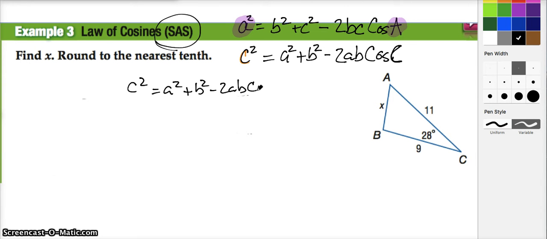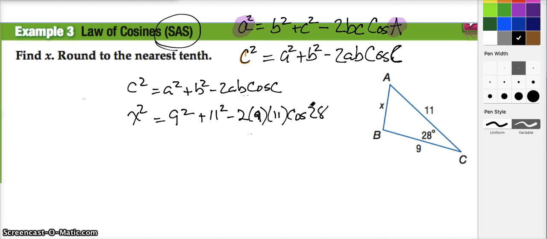I'm rewriting the formula, and now I'm going to start substituting in. So c, the length of side c, is x, and x squared is what we're looking for. a squared is going to be 9 squared, b squared is going to be 11 squared, minus 2 times 9 times 11 times the cosine of 28. And just like anytime we're dealing with a trig function, we're going to try to do as much work as possible on the front end so that it's calculator ready.